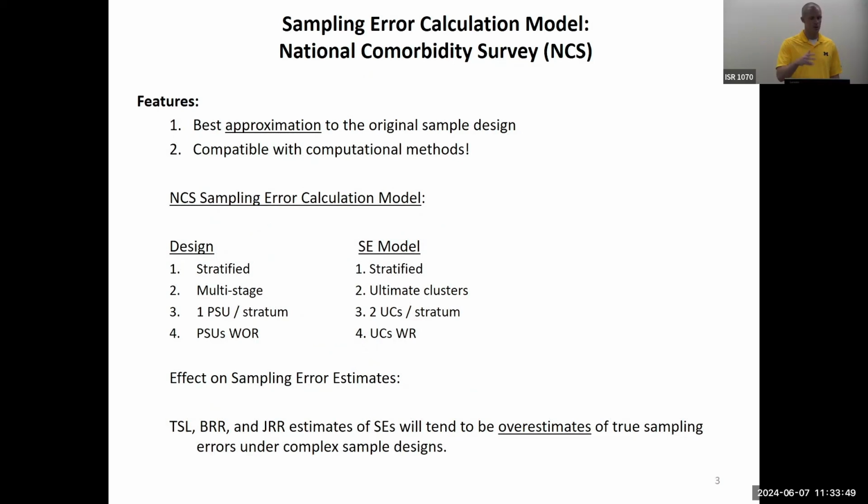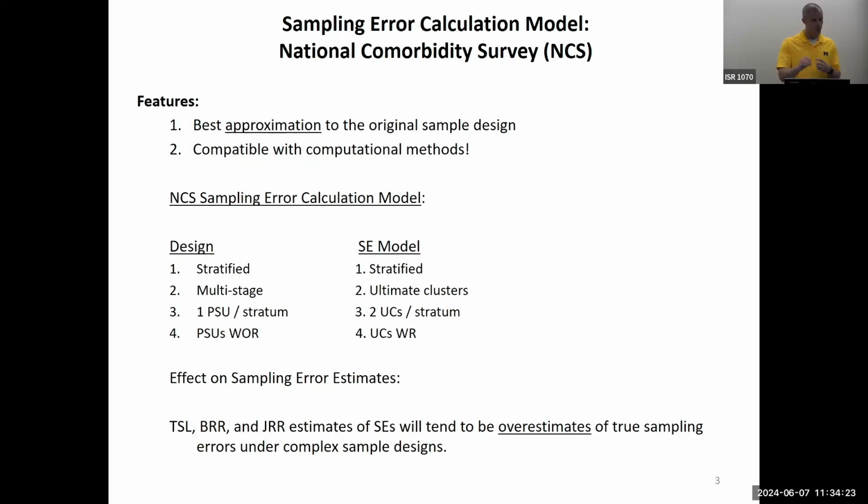Okay, so it's best to start with a single survey and think about what was done there, and then we can think about the ideas more generally, okay? So the idea of a sampling error calculation model is you're giving the data user the best possible approximation to the original sample design. You're not providing the original sample design straight on PSUs and all that kind of good stuff, usually because you're trying to minimize disclosure risk. You don't want to provide that original identifying information for all the characteristics of the sample design.